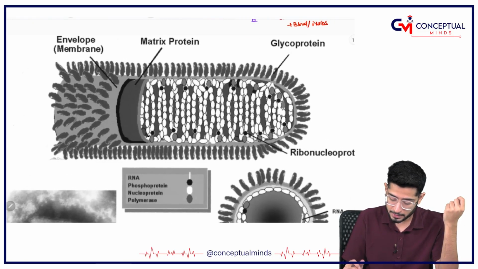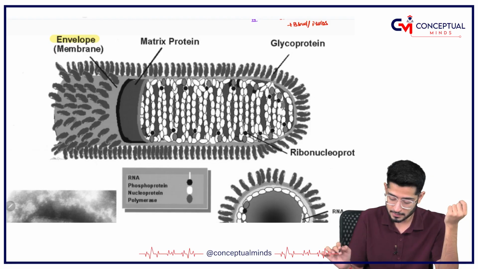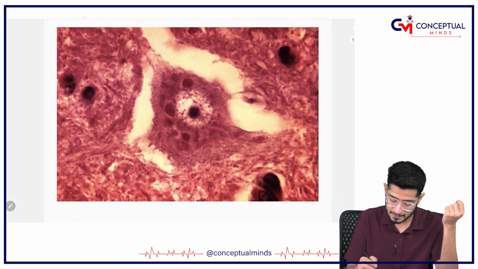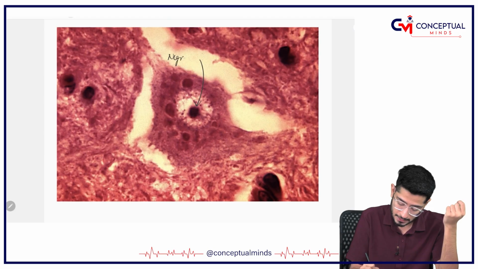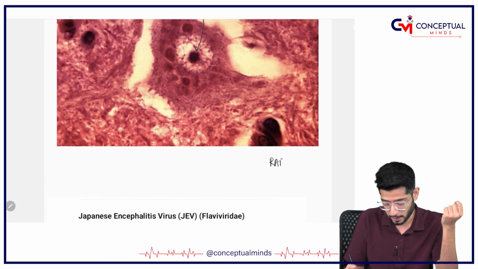See here, the bullet-shaped virus I have already told you, which is an enveloped virus. And these are the intracytoplasmic Negri bodies, which you can easily see over here. So this was about the rabies virus.